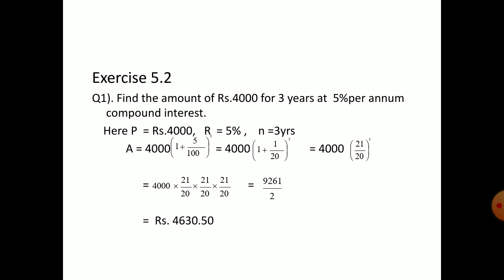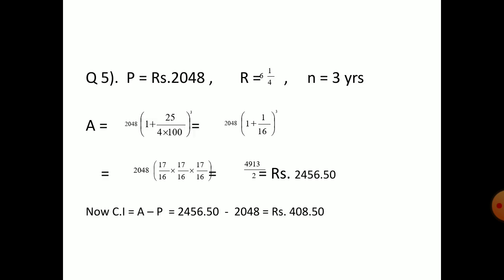But what is 1 plus 1 by 20? That is 21 by 20. Isn't it? 1 plus 1 by 20 becomes 21 by 20. So this is equal to 4,000 into 21 by 20 to the power 3. So on simplifying this, you'll get the answer as 9261 by 2, that is equal to 4630.5. So therefore your amount is equal to rupees 4630.50. Clear? So using this amount formula, you are going to do question number 2 and 3.